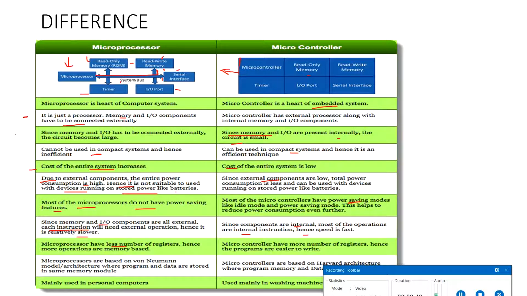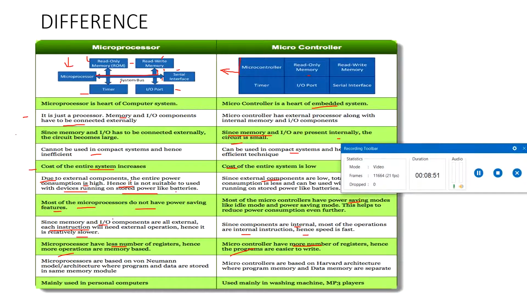Microprocessors have fewer registers, hence more operations are memory based. Whereas over here they have more registers, hence the programs are easier to write. Microprocessors are based on von Neumann architecture, whereas this is based on Harvard architecture. Microprocessors are mainly used for personal computers, so we have to note this down. Whereas the microcontroller is normally used for embedded systems. What are those embedded systems? They can be a washing machine, MP3 player, and so on.